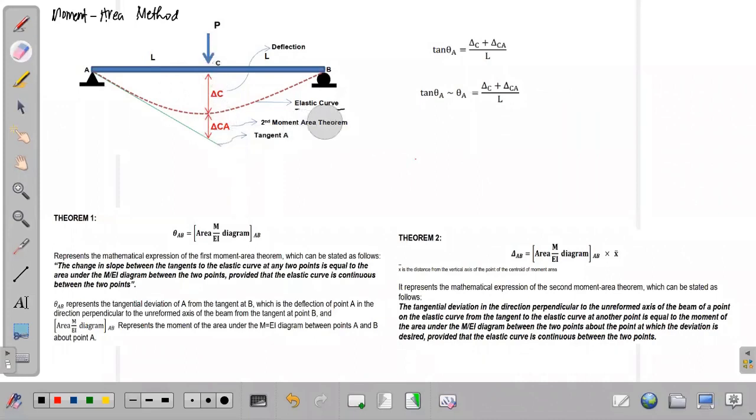Of course, at the support, we have no deflection at the support, but we have a slope or rotation. Okay? So that will be our elastic curve.